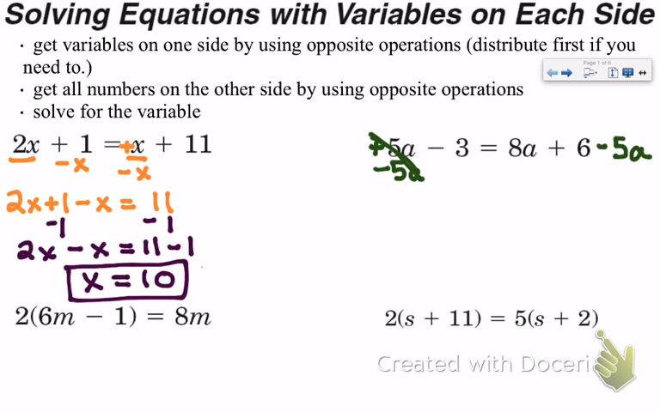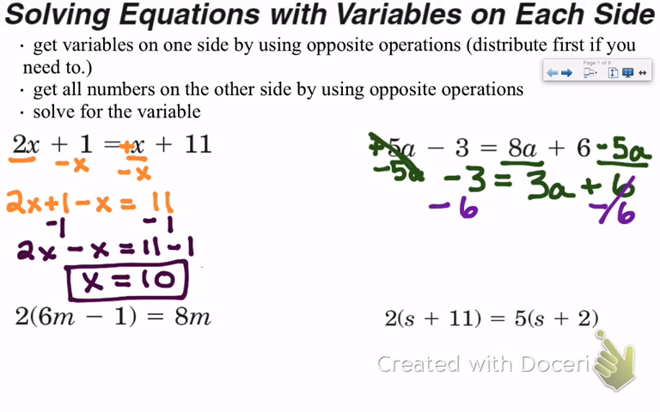Those cancel, and then I get negative 3 equals 8a minus 5a is positive 3a plus 6. Now the next step I can do is move my numbers to the other side. So I move my variables to the right, so I'm going to move my numbers to the left. And in order to do that, I apply the opposite operation to both sides. The 6's are going to cancel. Negative 3 minus 6 is negative 9, and that's going to be equal to 3a.